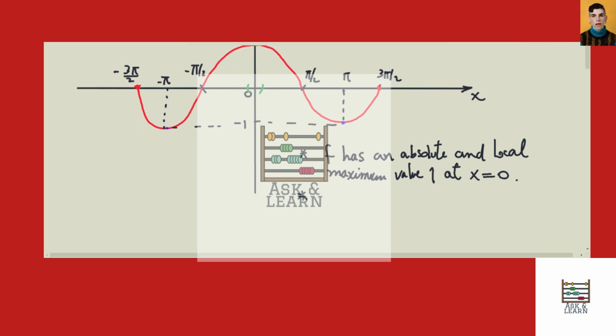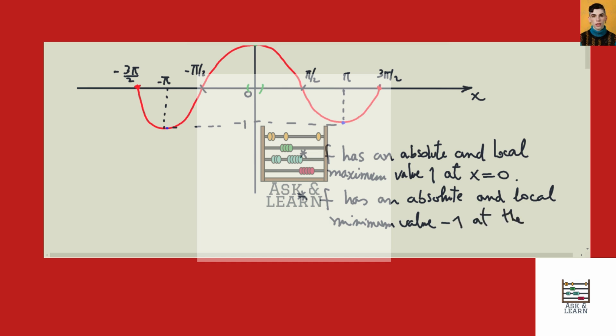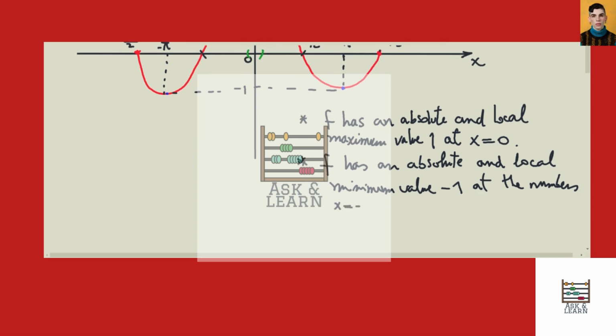So f, and they are also local because if we take any interval containing these values, the value -1 is the smallest image possible. So f has an absolute minimum value, which is also local, -1 at the numbers x equals -π and x equals π.